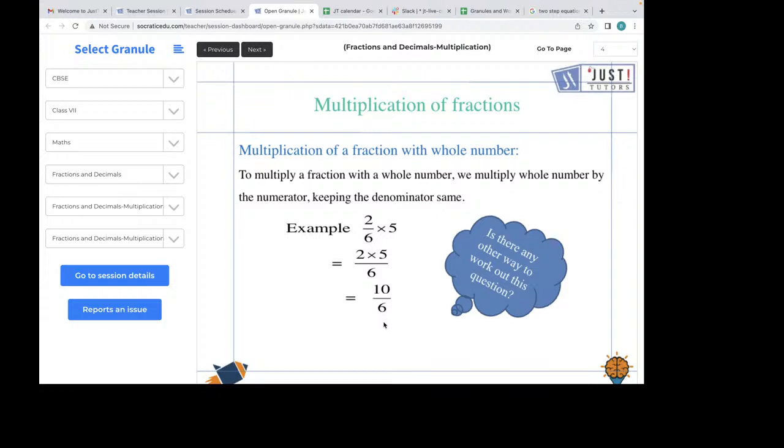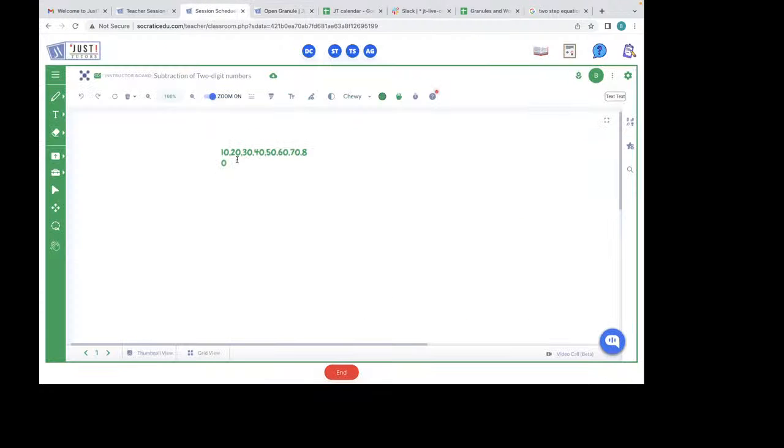Okay. And we can also further get this in a simpler form by dividing both the numerator and denominator by 2. So if you divide 10 by 2 you will get 5 and if you divide 6 by 2 you will get 3. So you can also get this into a simpler form जो आपको मिल जाएगी 5/3. So let me show you this here.